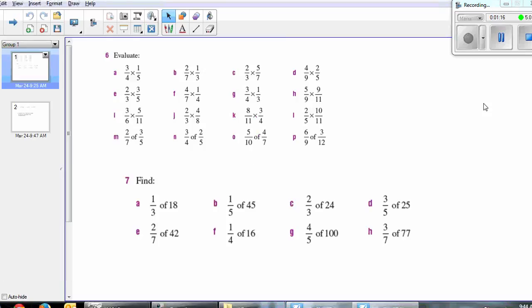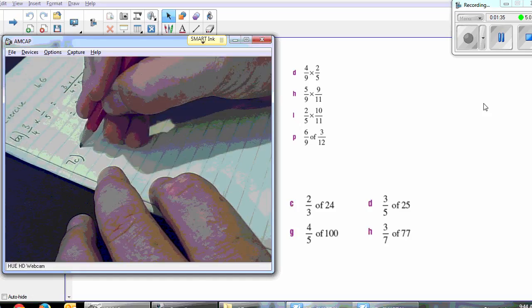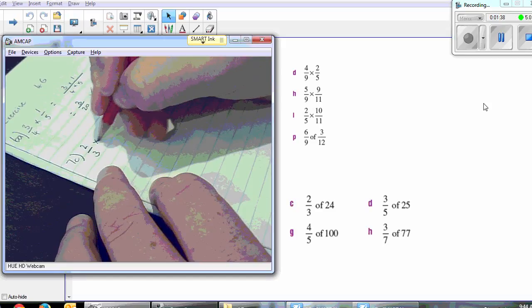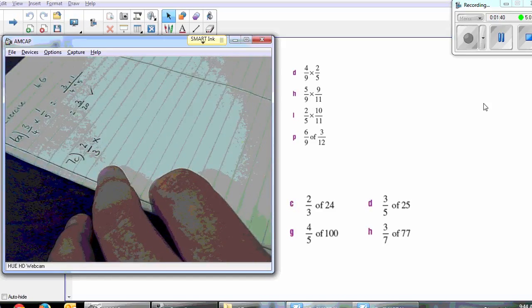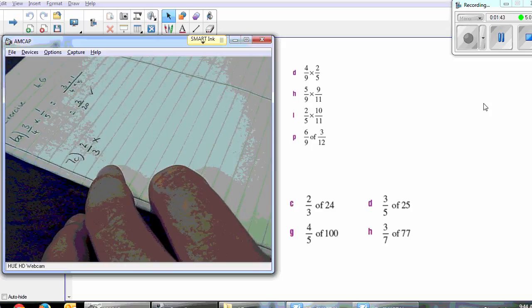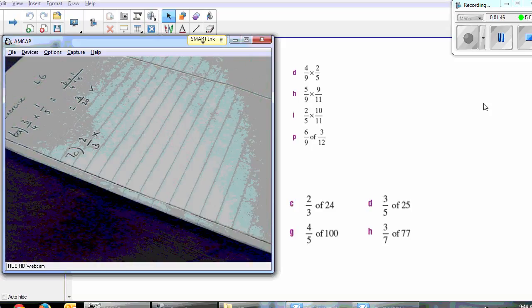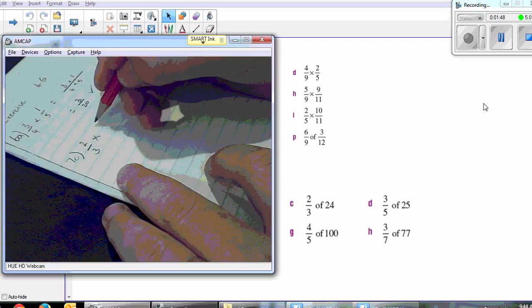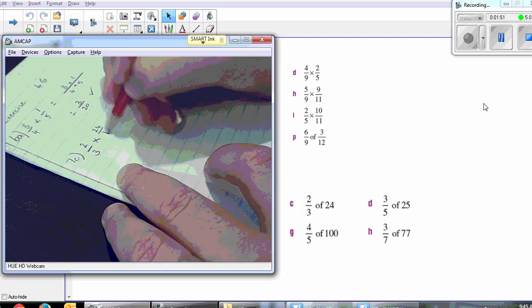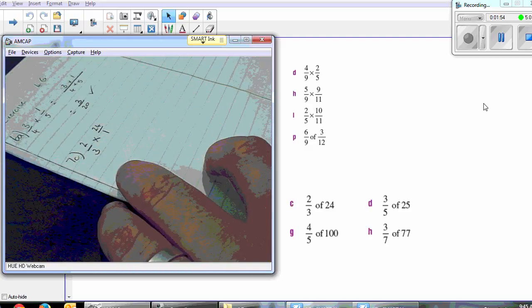If we go on to question 7, it says find, and all of a sudden it gives us a fraction and a whole number, and in between it is "of". Now, of means times. Always remember that of means times. We're going to have a go at C. So C would look like this. 2/3. Of means times, so we take away the "of" and we put in a multiplication. And it's times 24. Now when you're multiplying a whole number, you just take the whole number and you put it over 1. Okay? Really important that you put it over 1.